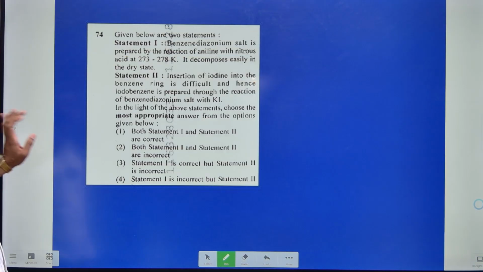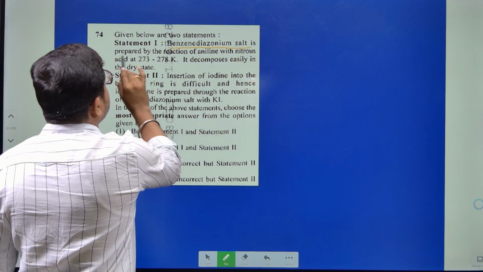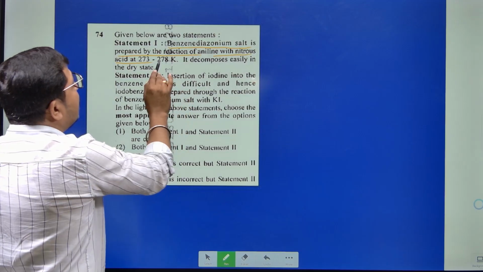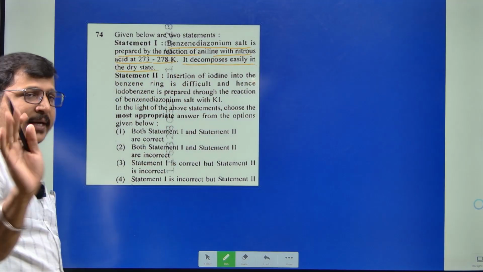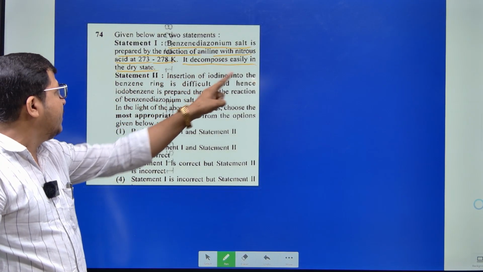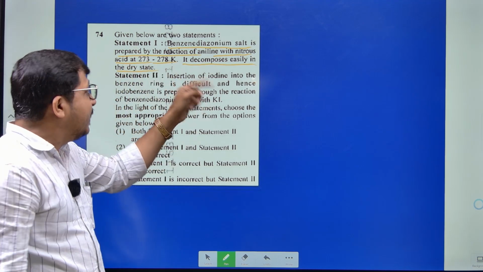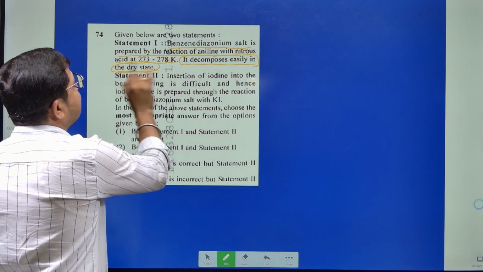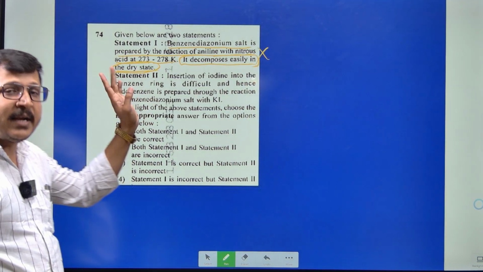Let's move to question number 74. Here also they have given 2 statements. Benzene diazonium salt is prepared by the reaction of aniline with nitrous acid at 273 to 278 Kelvin. It decomposes easily in a dry state. The first part, that benzene diazonium salt is prepared by the reaction of aniline with nitrous acid at 273 to 278 Kelvin, is right. But the additional statement, that it decomposes easily in a dry state, is wrong. Hence, the whole statement becomes wrong.